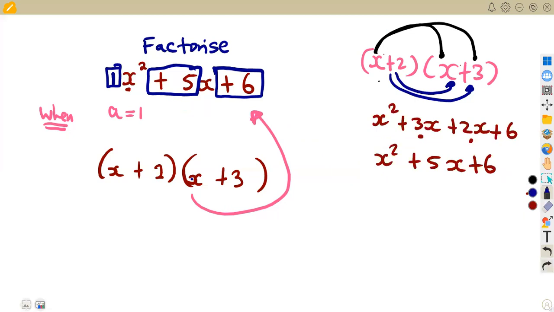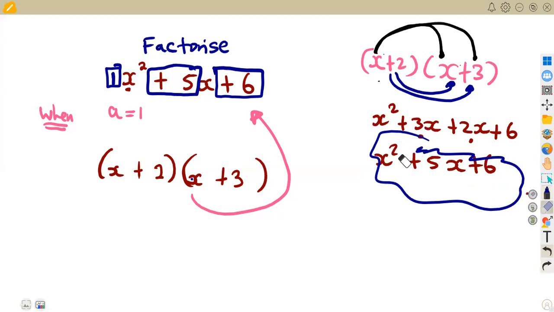As we can see, if we expand these brackets back, they give us exactly what we had. So this is how you can prove it in an exam. You can just write this aside and see if you get exactly what you had in the question you were asked to factorize, because it's a reverse.